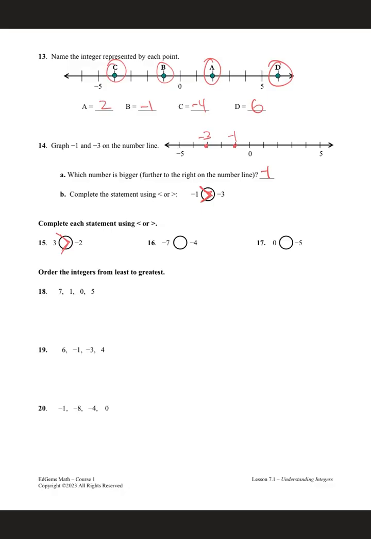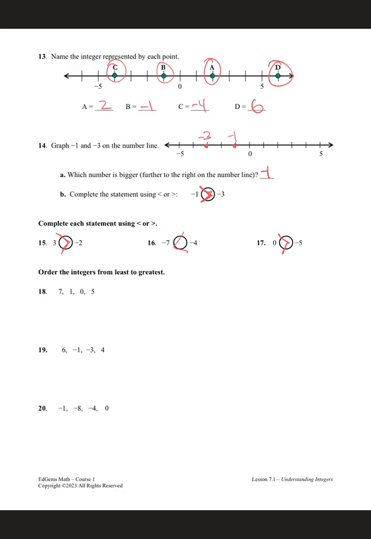For number 16, you've got negative 7 and negative 4. I always like to think which number is closer to 0. So negative 4 is closer to 0 on the number line, so therefore it is greater than negative 7. Now on 17, you've got 0, and they want you to compare that to negative 5. So negative 5 is to the left of 0, so therefore 0 is greater than negative 5.